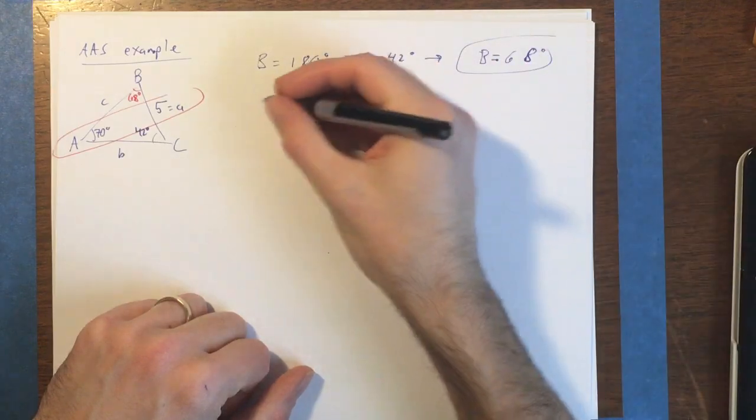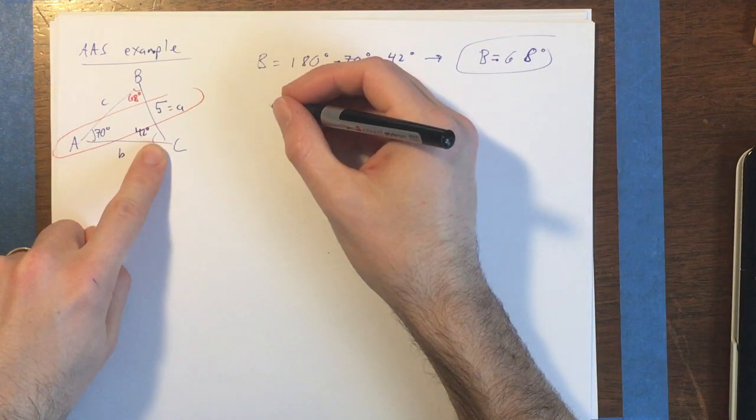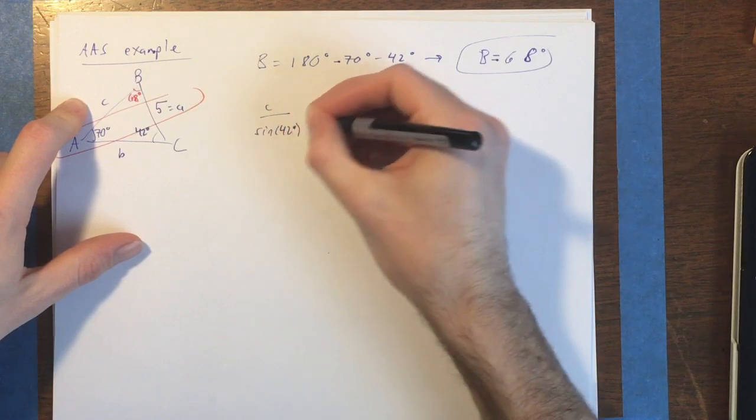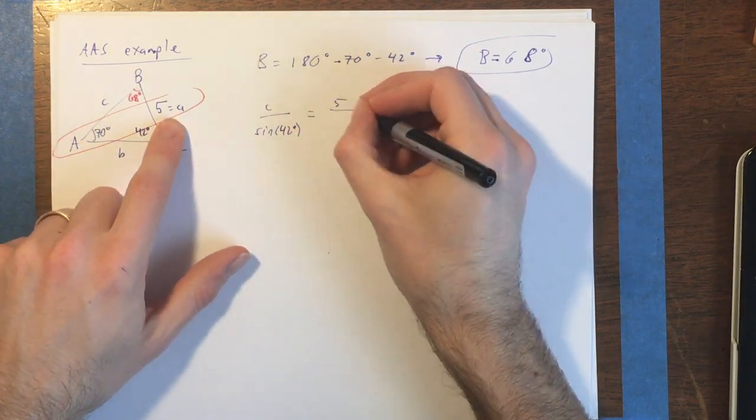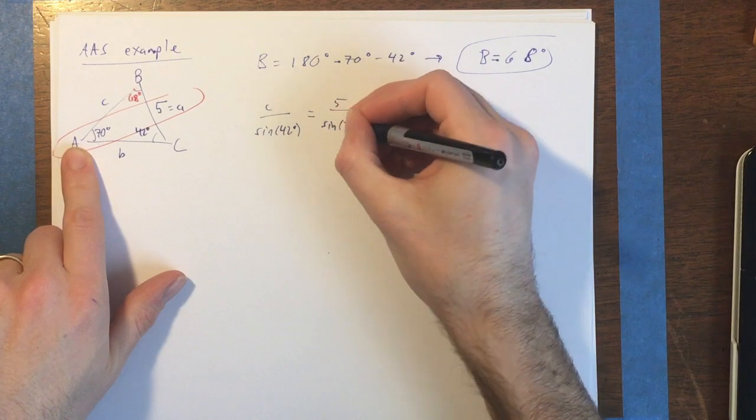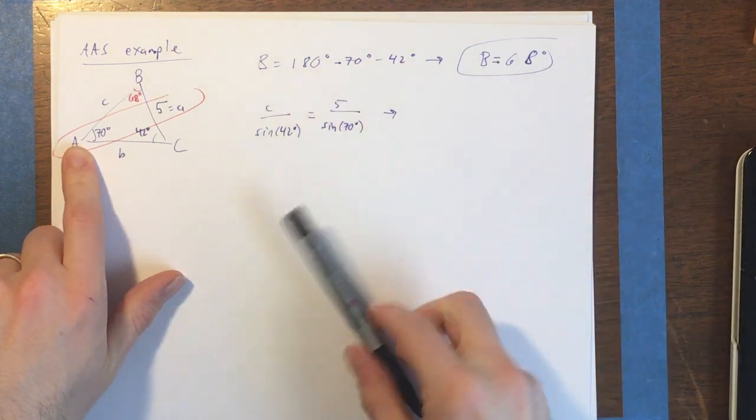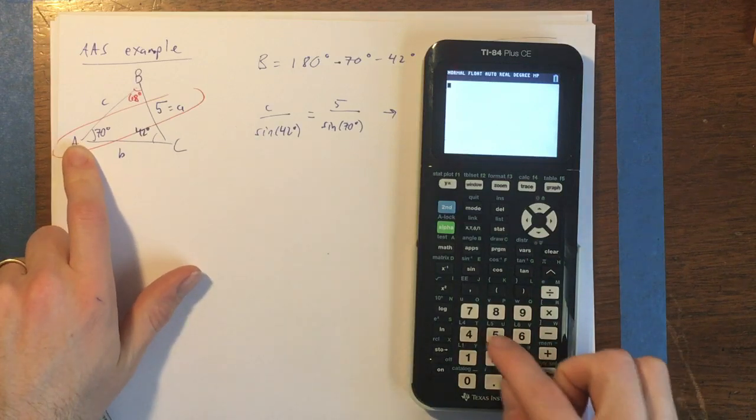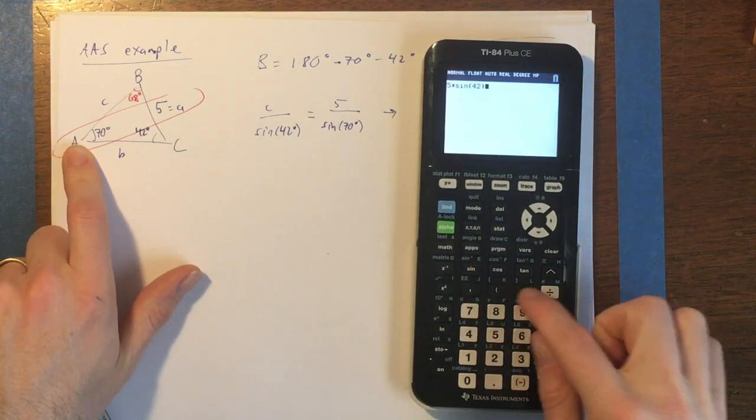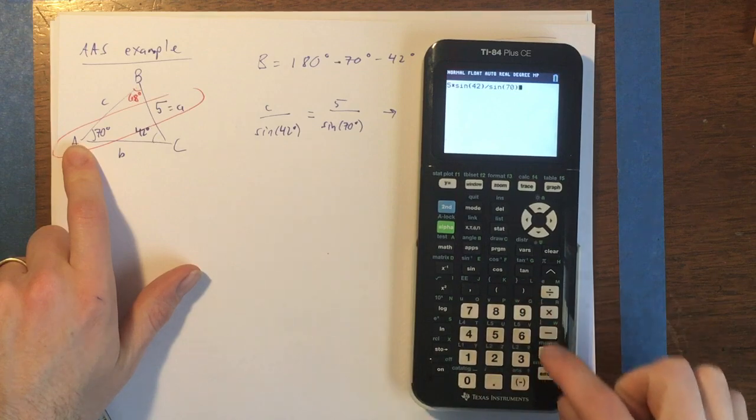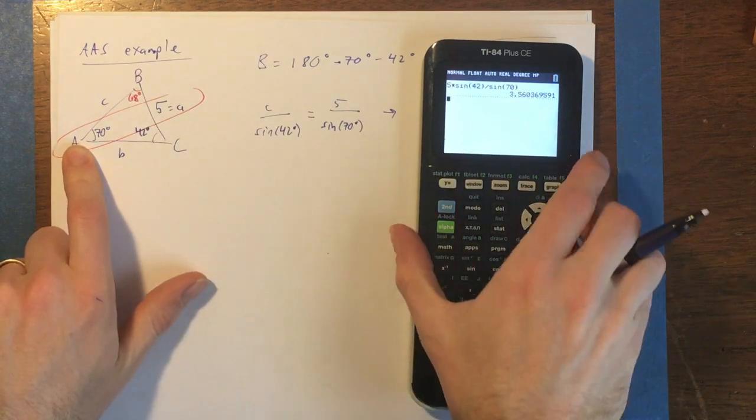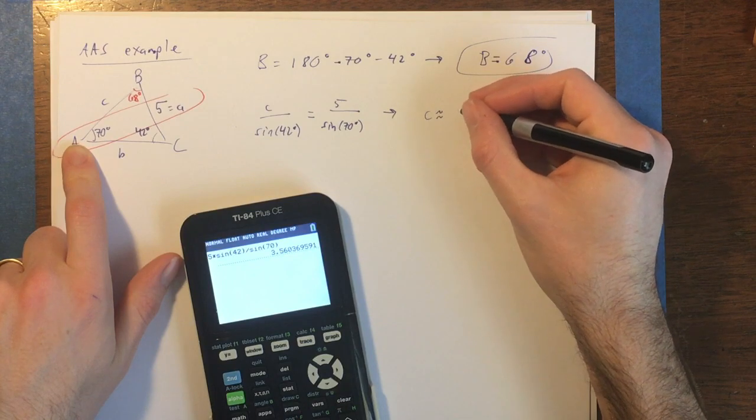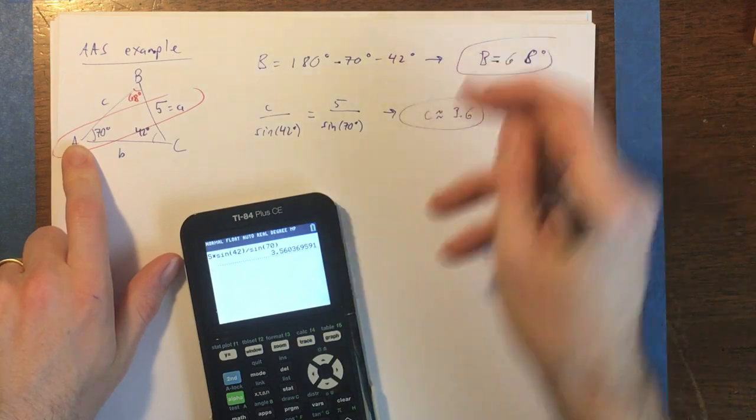So what I'm going to do next is try to solve for side C, because I've got the 42 degrees. So I'm going to do C over sine of 42 equals 5 over sine of 70. And then from that, we can get our answer. We're going to do 5 times sine of 42 degrees divided by sine of 70 degrees, and get about 3.6. So I'm just rounding to the tenth here, about 3.6.